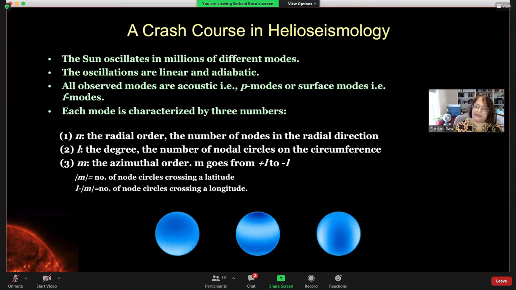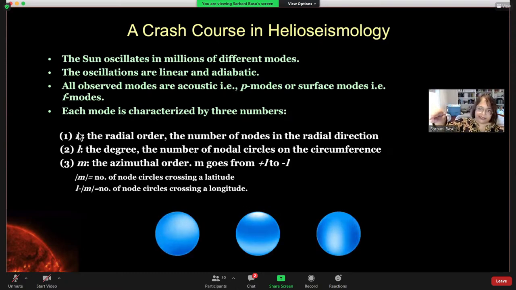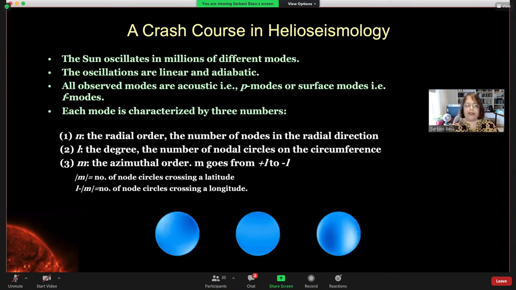And we also see a surface mode. These are like waves at the surface of water. We see both these types. And as I mentioned before, each mode is characterized by three numbers. N, which is called the radial order, is the number of nodes inside the sun. L, the degree, is the number of nodal circles on the circumference. So L of 0 means the entire star going in and out. L of 1 will have one nodal circle. L of 2 will have two. And M is the azimuthal order, which is the number of nodes along the equator. And M goes from plus L to minus L. It's a property of spherical harmonics that it does that.